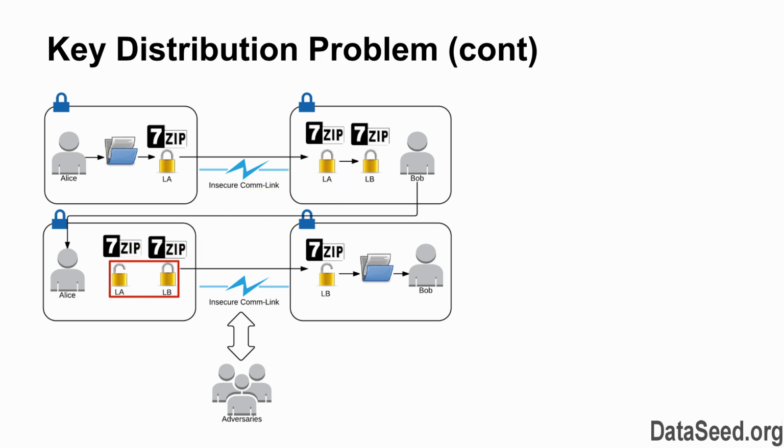Alice then unlocks her lock LA and sends the message back to Bob. Bob only has his lock left, LB, to which he has the key. He unlocks it to finally decrypt Alice's message. So we're done with the key distribution problem, no magic involved.